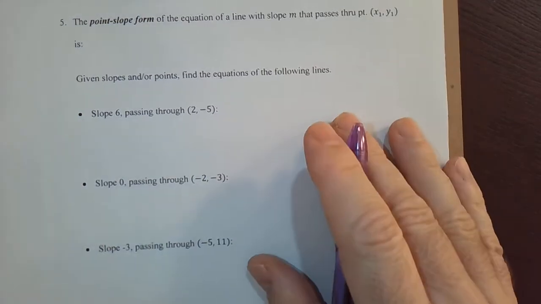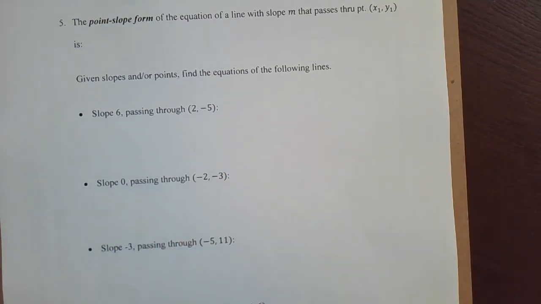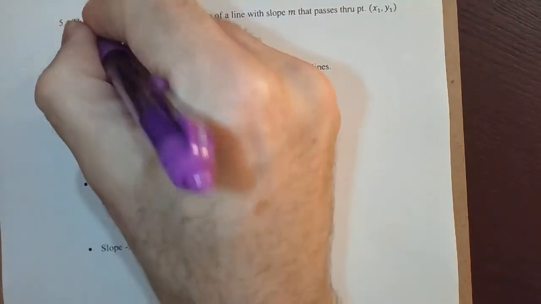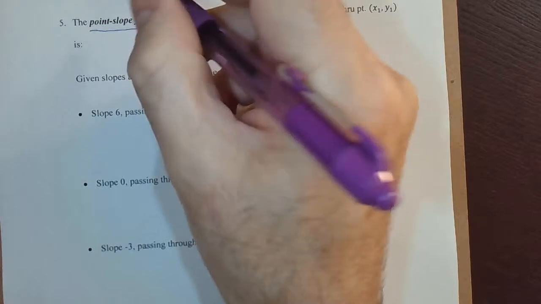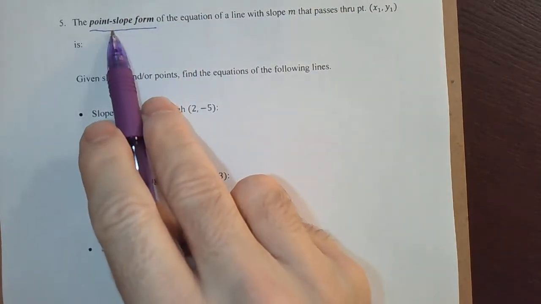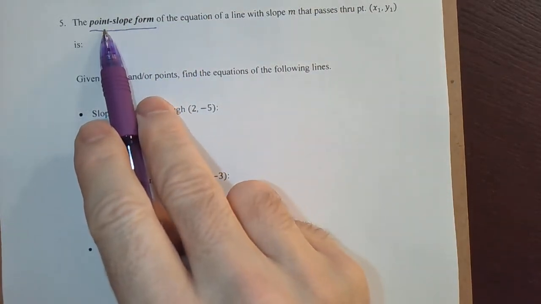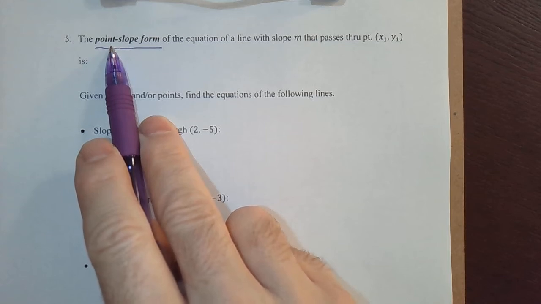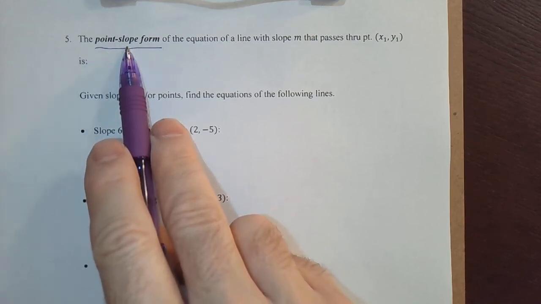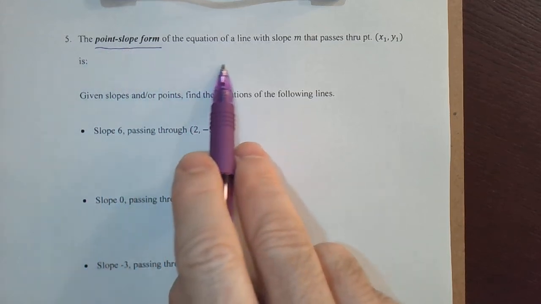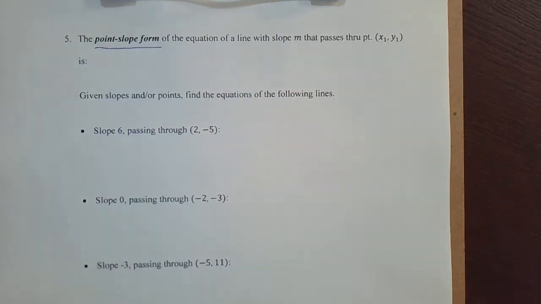In this video, we're going to talk about one particular form for the equation of a line. Specifically, it's called the point-slope form. And it's called that because if you're given any point on the line and you're given the slope, it takes no time at all to write down the equation of that line.